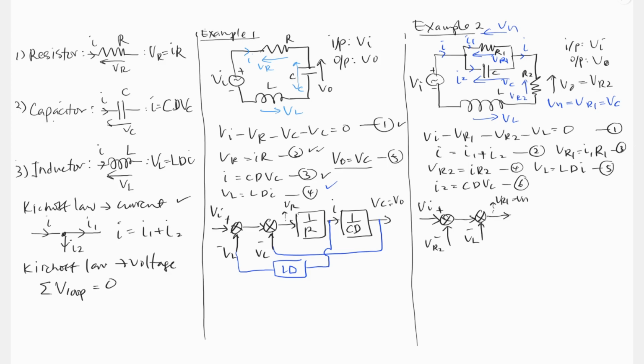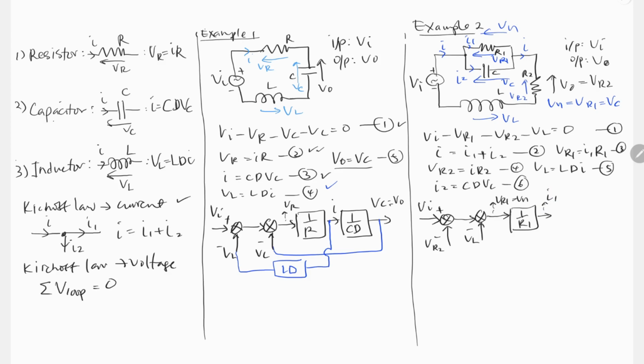Then from VR1 we can derive I1. We want to derive I1 here, so we can use it in the current equations. VR1 here, or Vn or VC, they are the same. So you have VR1 and you divide the signal by R1. The output is I1.